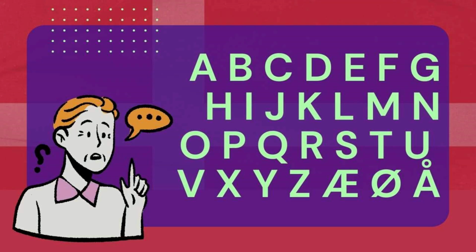You will notice the Danish alphabet is very much like the English alphabet. That's good, but there's a few letters that stand out. Let's go through it. A, B, C, D, E, F, G. G is one of them. The H, ho. E is one of them.